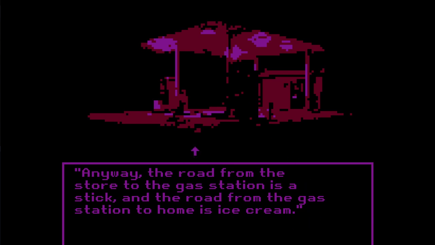Anyway, okay. The road from the store to the gas station is like stick, and the road from the gas station to home is ice cream. So the game's pretty chill.